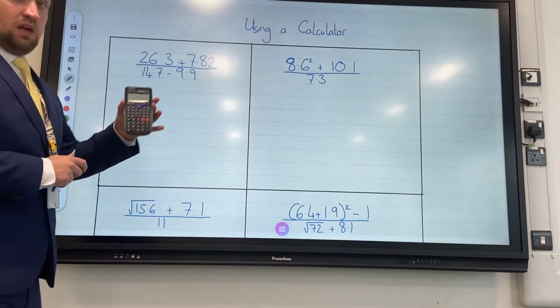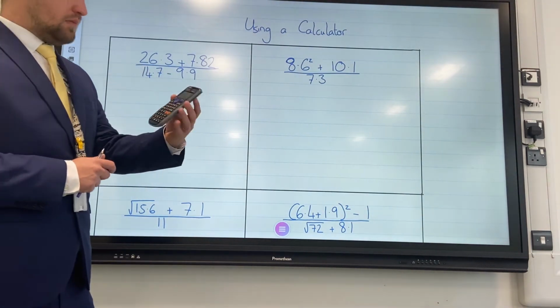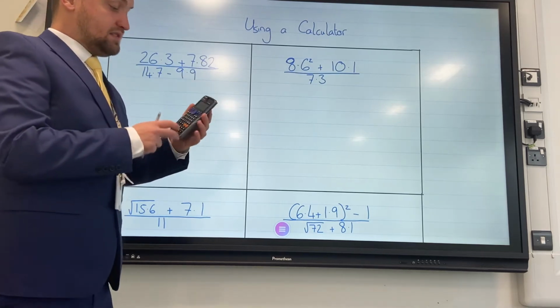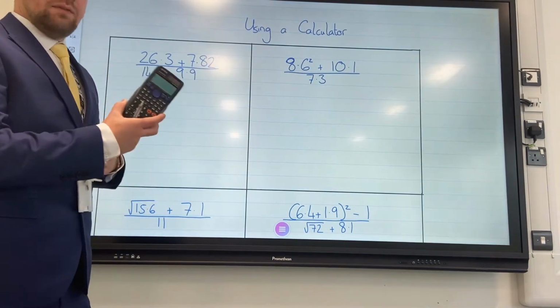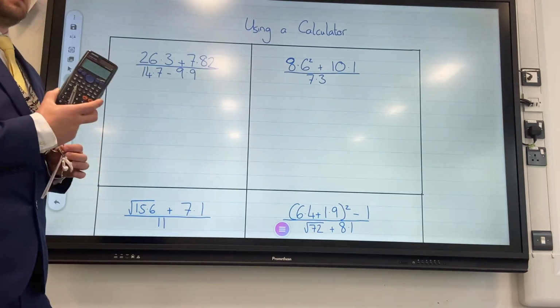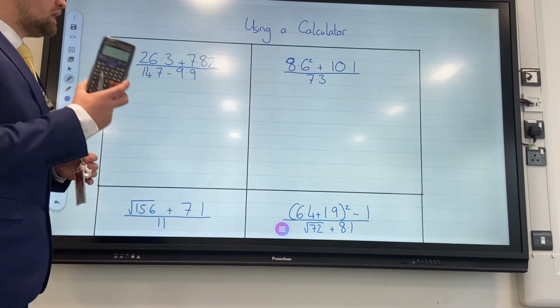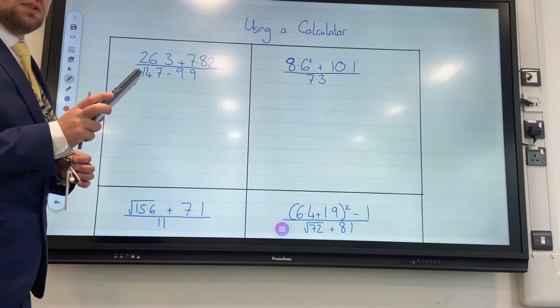I'm going to do it based on this calculator, the Casio FX85 GT. Okay, there is also a more up-to-date version of this calculator which will work in exactly the same way. If you have a different calculator to this, by all means, come and have a chat to me and we'll sort out any issues, okay?